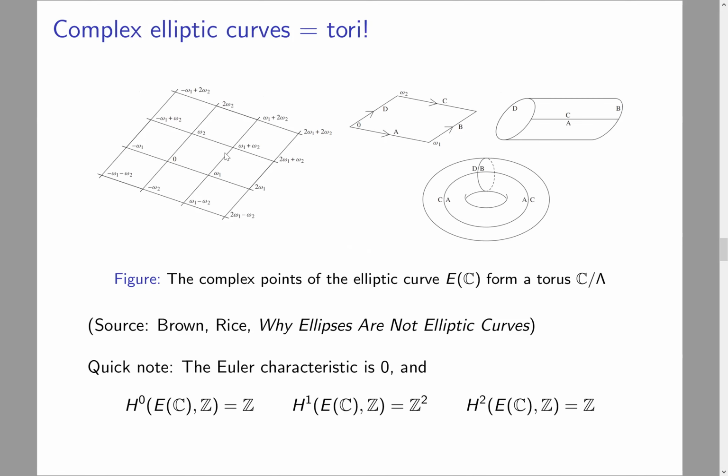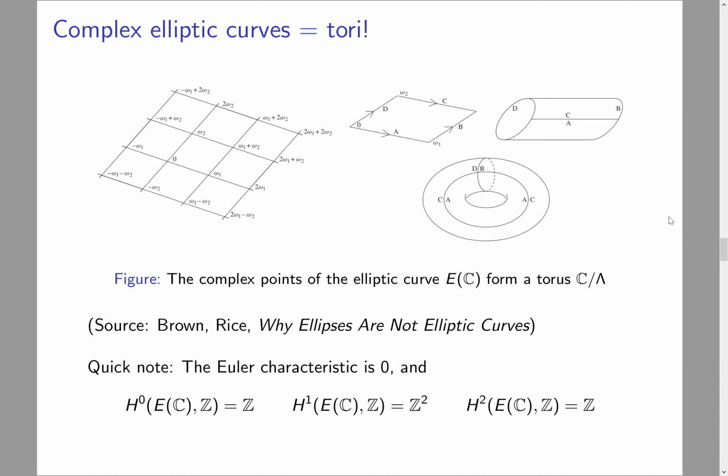And then a picture that we may have seen many times before in topology classes. If you take the quotient of the complex plane by this lattice, what that means is that I can look at a fundamental region and identify the opposite sides of this little parallelogram. So I take two opposite sides, wrap them around and glue them together. I get a tube, I wrap those around and glue it together, and I get a torus. So the complex points of an elliptic curve form a torus, which is really beautiful.